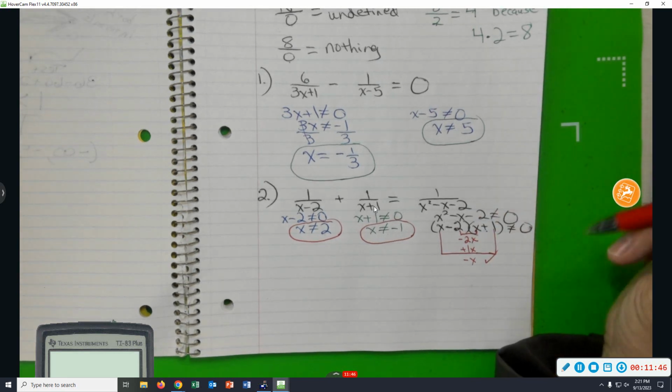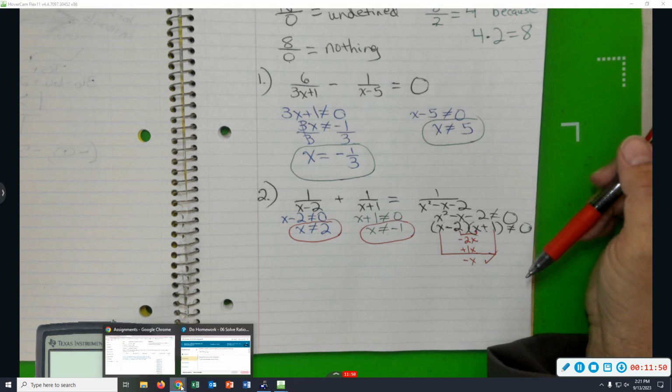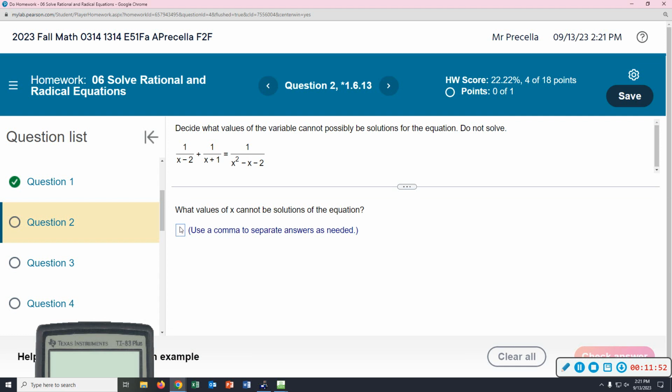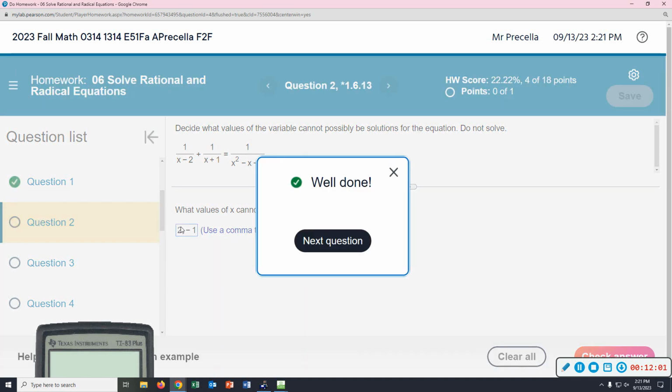Before we go on, first of all, type in the answers. 2 and negative 1. We've done it correctly. Here you just type, it doesn't say x equals or anything, just 2 comma negative 1. Right. Now, switch back here.